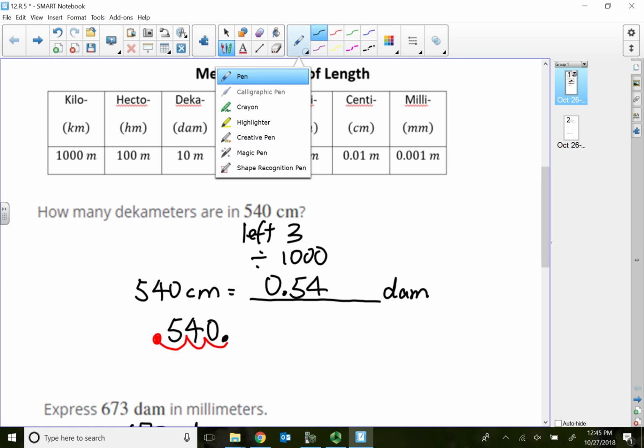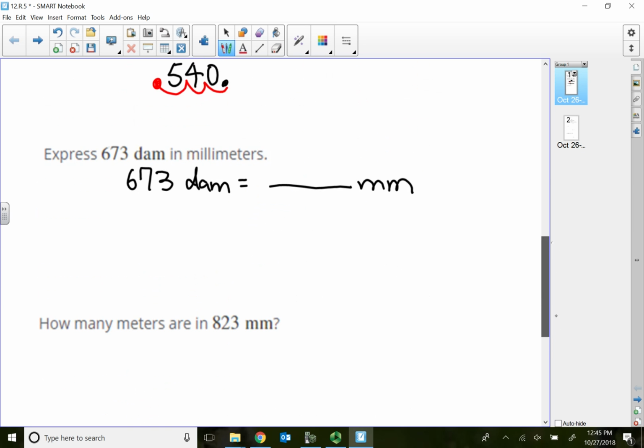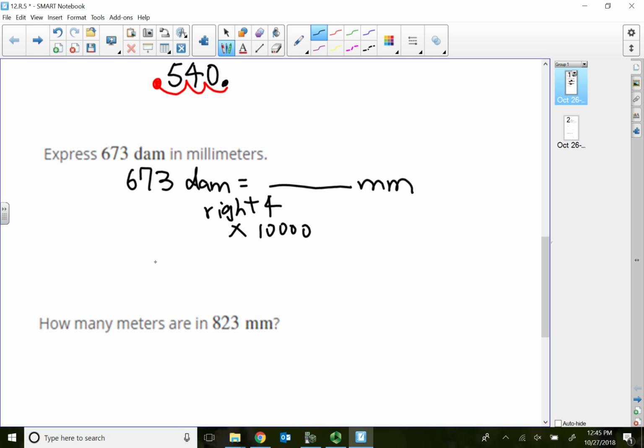So this time I'm going to start at deca, go to milli, 1, 2, 3, 4 places to the right. Okay, milli is 4 places to the right of deca. So that means I need to move my decimal to the right 4 places. That's also equivalent to times by 10,000. So 673 decameter. Decimal is behind it. So move the decimal to the right 4 places. 1, 2, 3, 4. Decimal is here now. 4 empty slots to put my 0 in.